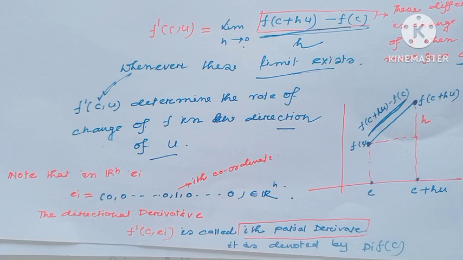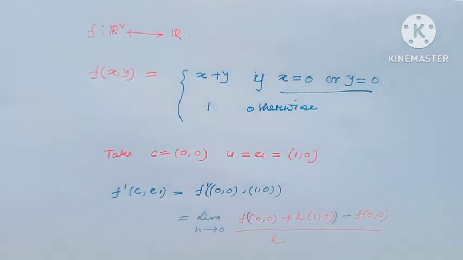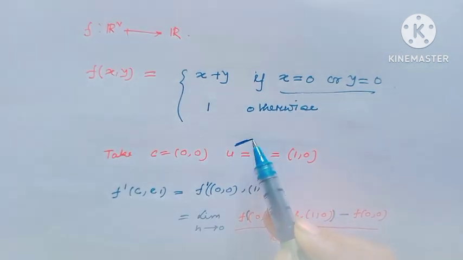Now I will see the actual goal of this lecture. Partial derivatives existing does not imply that directional derivatives exist in all directions. Let's see this idea by one example. Consider a function f from R^2 to R, where f(x, y) equals x plus y if either x equals 0 or y equals 0, and otherwise 1. Consider the point c equal to the origin (0, 0).